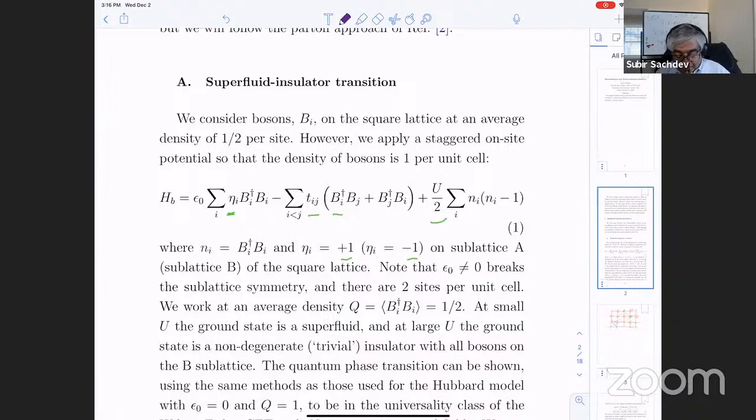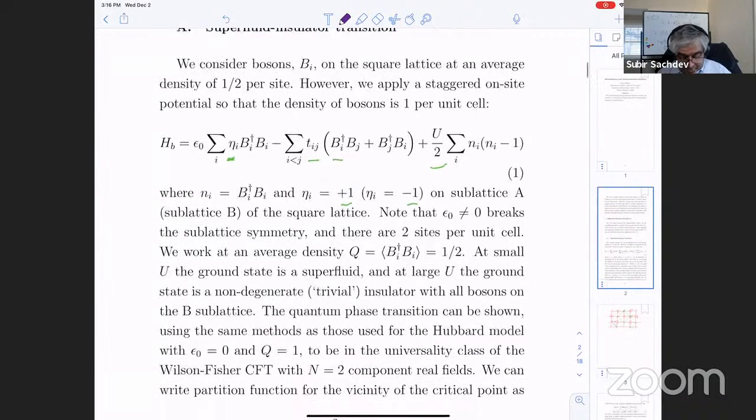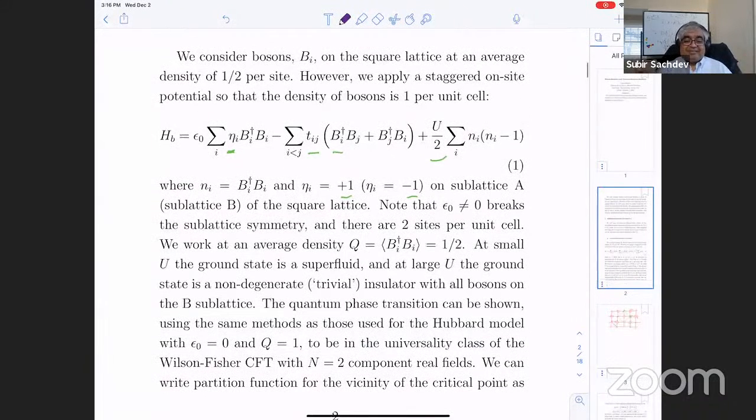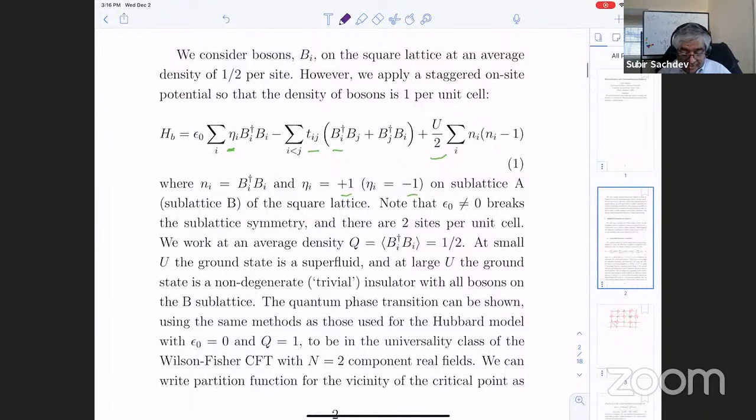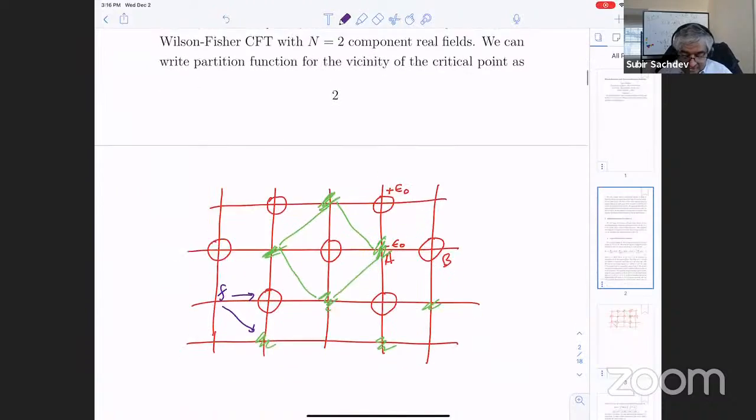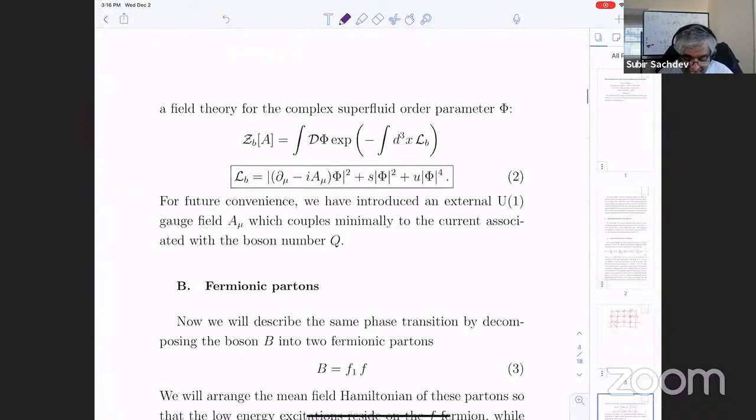Okay, so initially it sounds crazy. How can I take fermions and get a superfluid? Okay, I can imagine getting an insulator out of fermions, but to get a superfluid I have to condense a boson, and I'm not going to condense any boson. So how am I going to get a superfluid? Well, turns out you can.